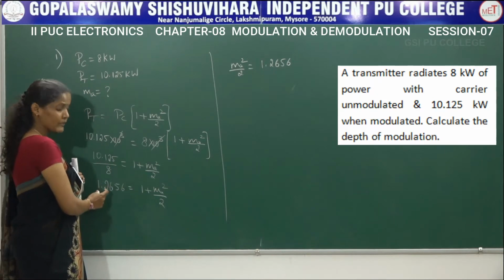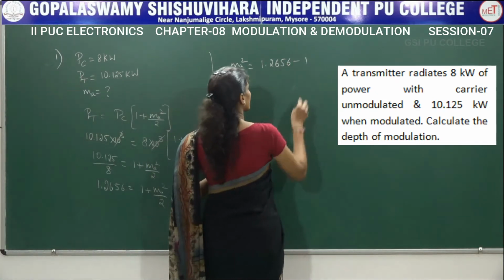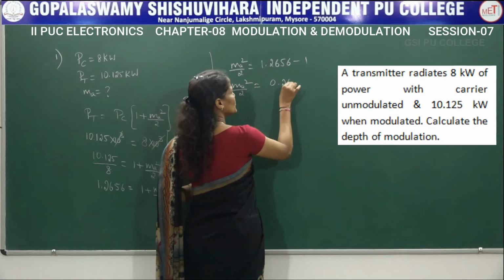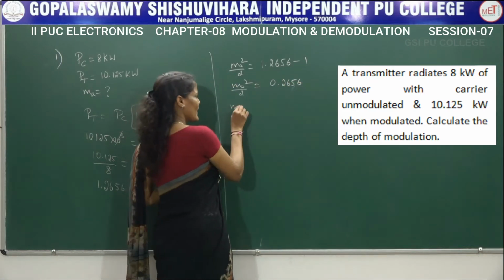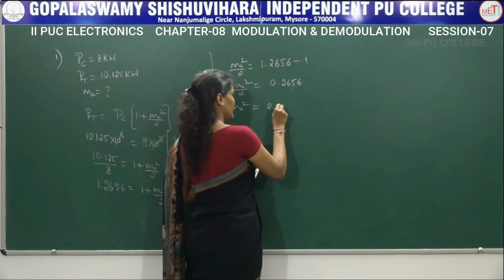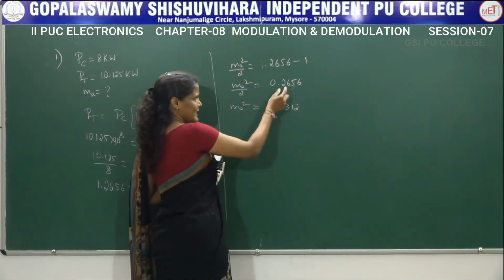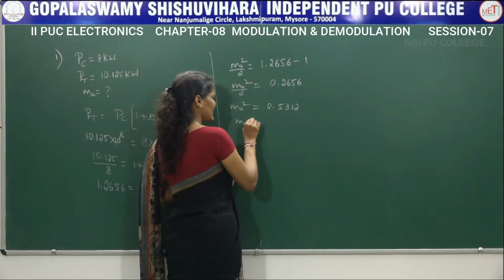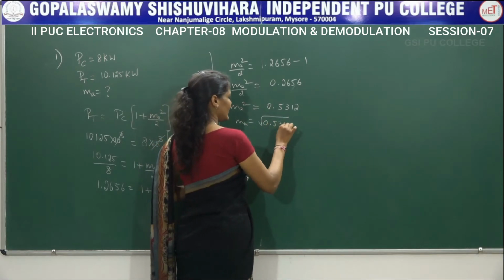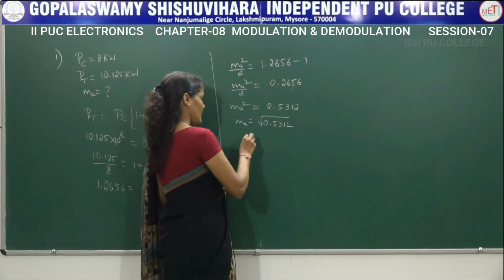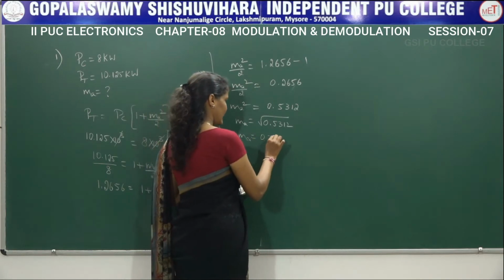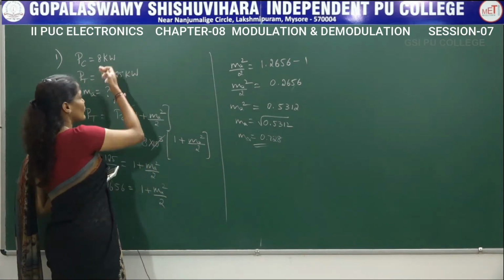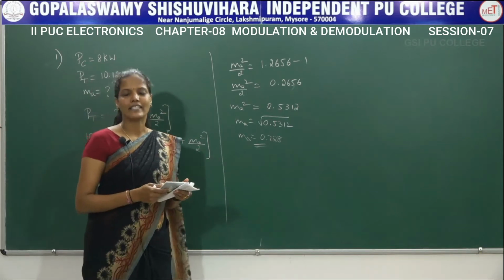When I am going to take it to the left hand side, 1.2656 minus 1 gives me MA square divided by 2 equals 0.2656. So MA square is equal to 0.5312, that is 0.2656 into 2. We are going to get 0.5312, and MA is equal to root of 0.5312, which gives me 0.728. So this is the final answer. So MA value for the given value of PC and PT is equal to 0.728.